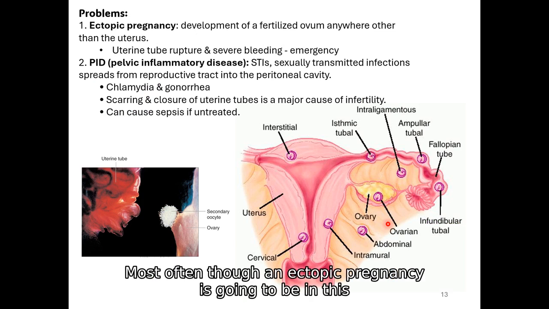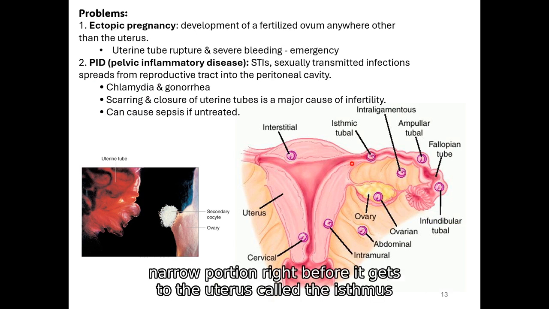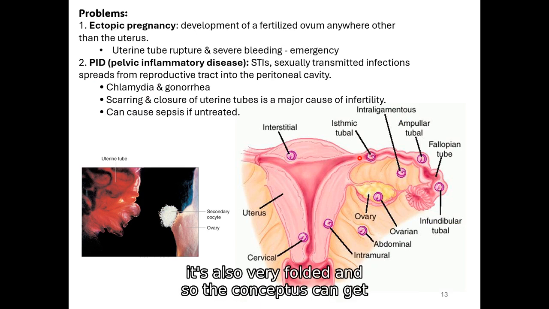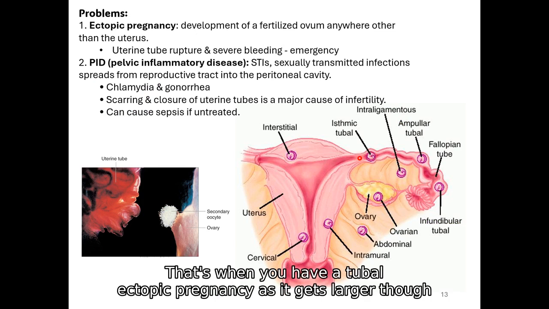Okay. Most often, though, an ectopic pregnancy is going to be in this narrow portion right before it gets to the uterus, called the isthmus. It's roughly the width of a human hair. And like I said, we'll look at it in cross-section. It's also very folded, and so the conceptus can get stuck, and then it starts to grow and develop, and that's when you have a tubal ectopic pregnancy.